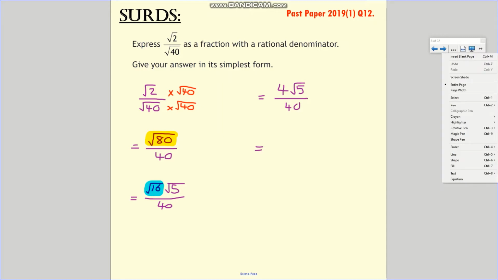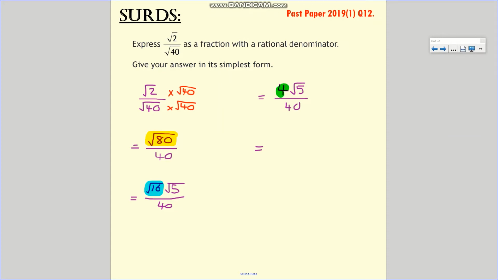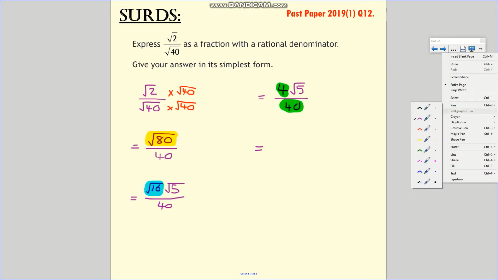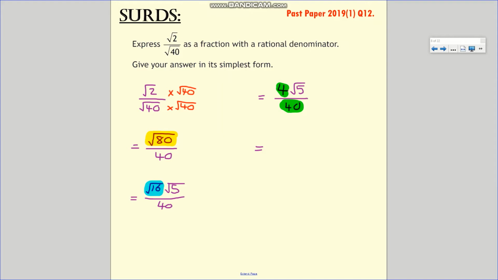I have one more thing to check for, which is that if there is a common factor between the multiplier of my surd and the denominator of my fraction, then I need to take out a common factor. In this case, both of these numbers that I've highlighted divide by 4. So I'm going to divide by 4 on the top and by 4 on the bottom.